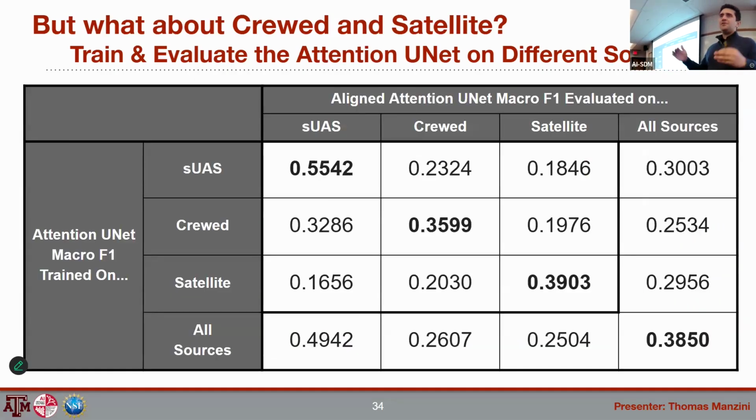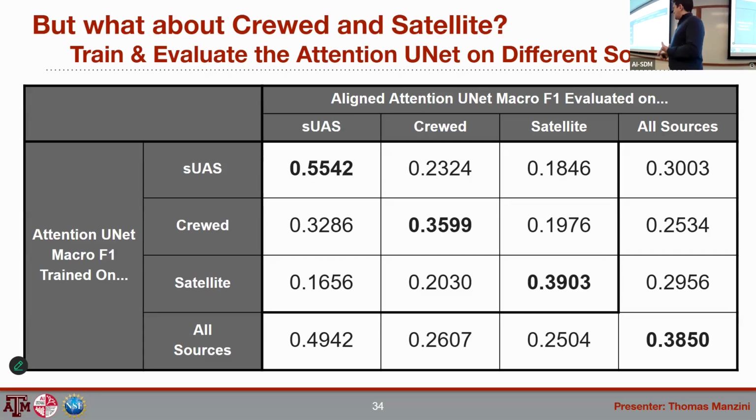And I know it's a confusion matrix, but this is what we're seeing. So if you take a model trained on drone and test it on drone, you get that 0.554 number that I was showing you on the earlier slide. But if you take that same drone model and test it on crewed aircraft, you lose about half the performance. You test it on satellite, you lose even more performance. So that's the top row there.